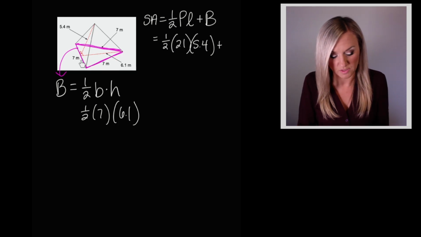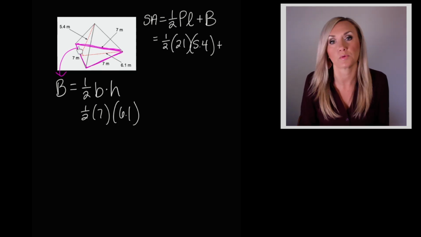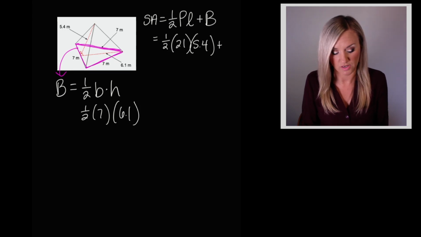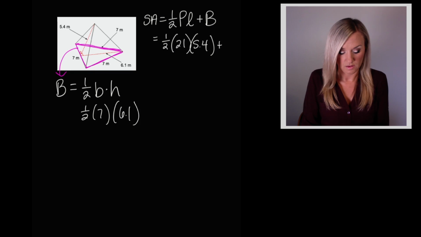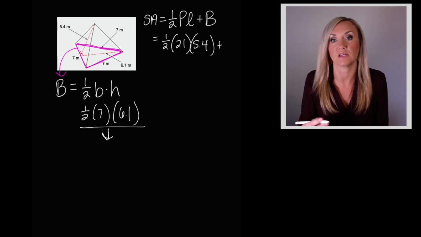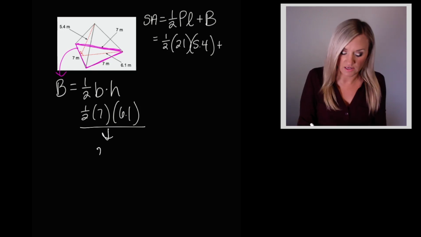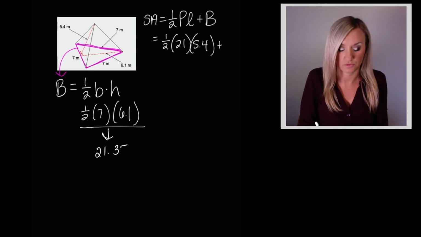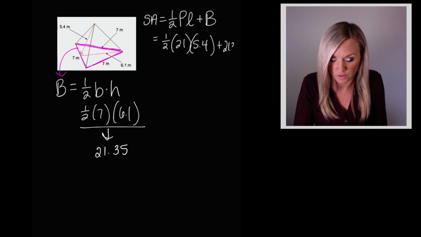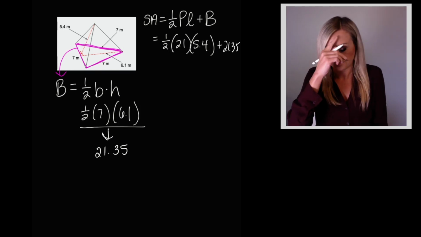And let me show you here, base times height. Remember the base and the height, right? They're going to intersect at 90 degrees there. So you can see that there's that perpendicular marking, our base and our height of our triangle. All right, and so now if you do 1/2 of 7 times 6.1, that is 21.35. And so that's going to go up here, 21.35.